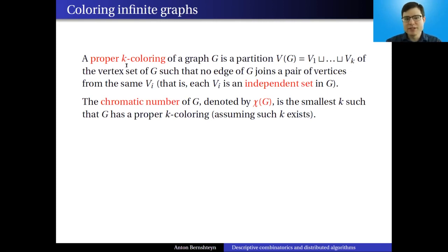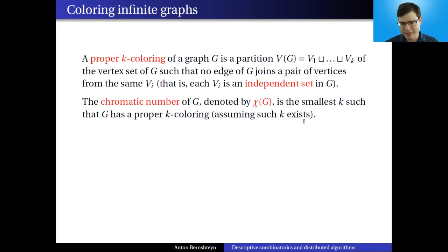The reason why it's called a coloring is because you can think of it alternatively as having a palette of k colors numbered 1 through k, and we assign color 1 to the vertices in the set V1, color 2 to vertices in V2, etc. Now the condition that these sets are independent is equivalent to saying that adjacent vertices have to get different colors. So what we're trying to do is minimize k, the number of colors we need. The smallest such k is called the chromatic number of the graph and denoted by chi of G. Throughout the talk, I'm going to assume that such k exists.